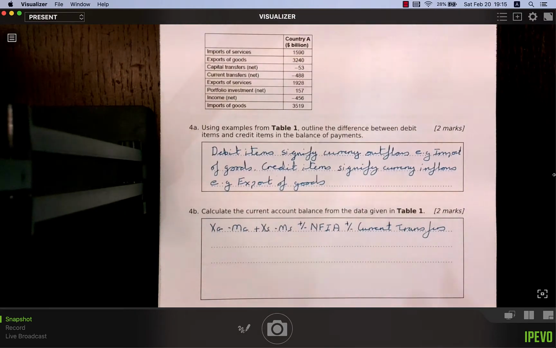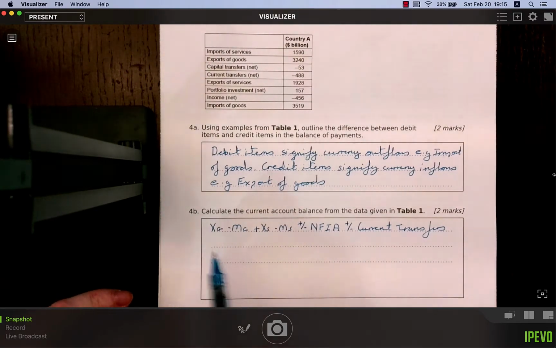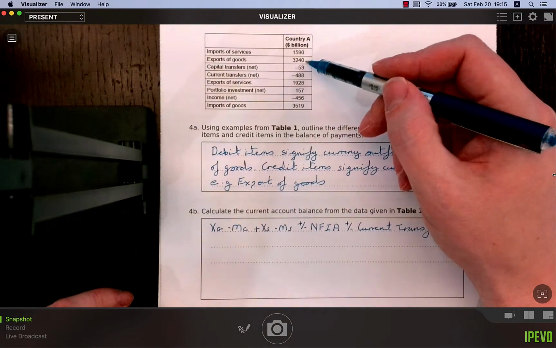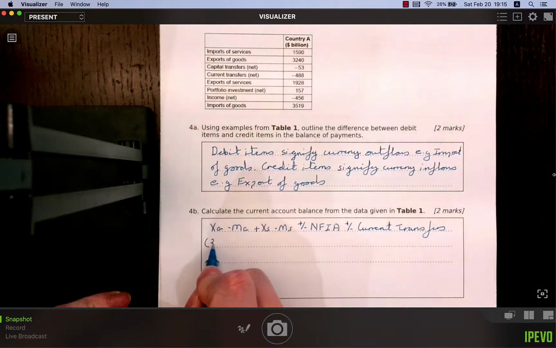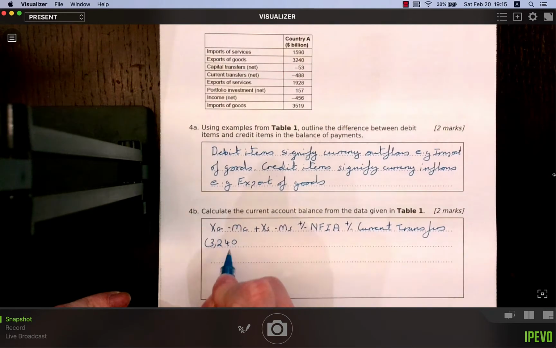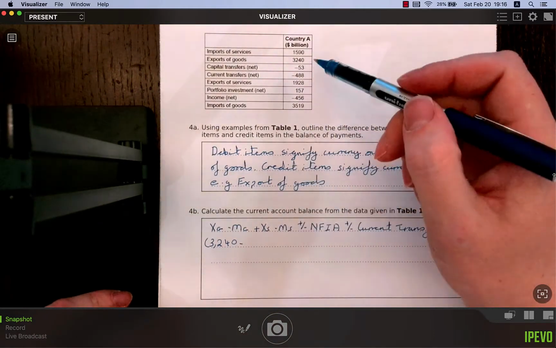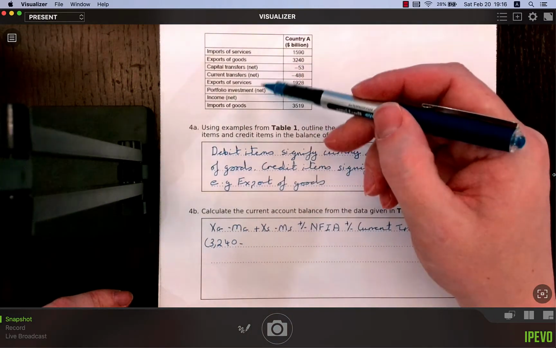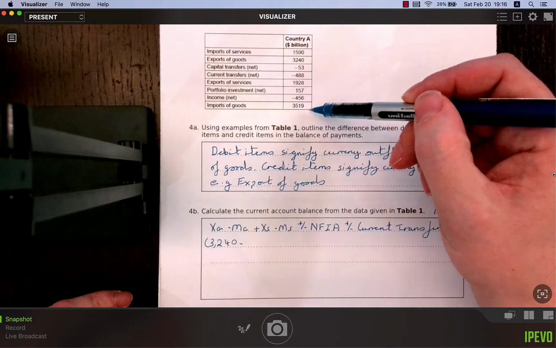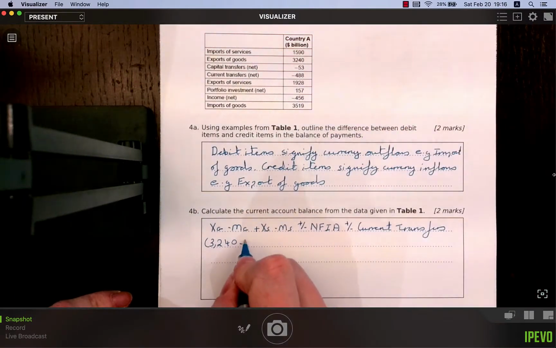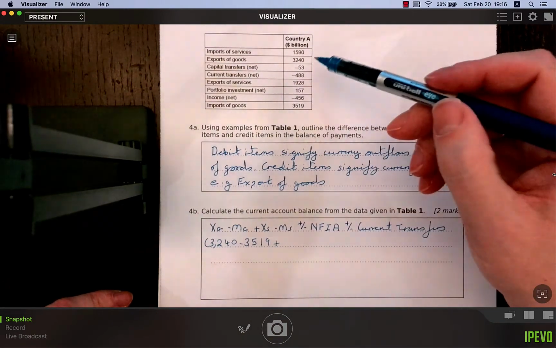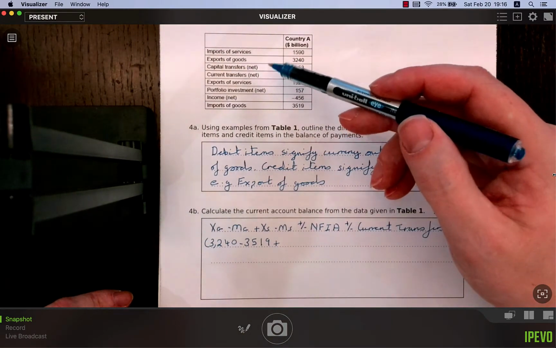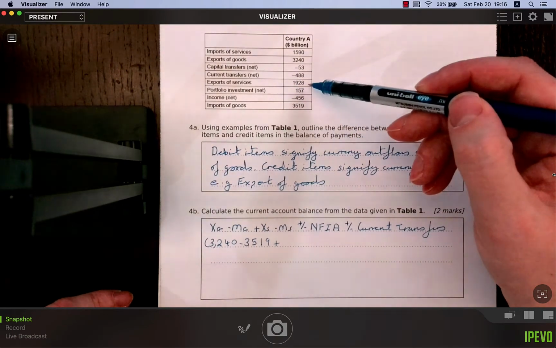But I've got export of goods. Okay, so where am I getting this one here? So I've got exports of goods 3240. I'm going to have to write small. 3240 minus the import of goods. Okay, well, where's import of goods? Here, down the bottom, 3519. Okay, so minus 3519 plus the export of services. Here we go, 1928.